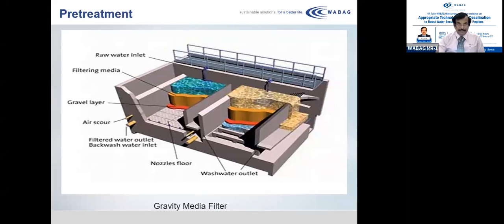next filtration cycle. So you can see the nozzle floor is at the bottom and 2 layers of media are on the top, and the water distribution is through the raw water inlet. And the backwash takes place through the collection trenches, and it is disposed out.